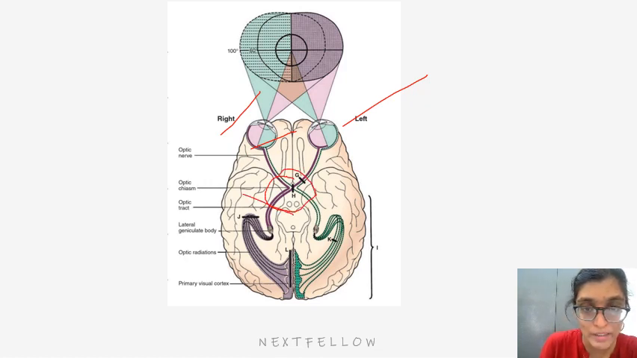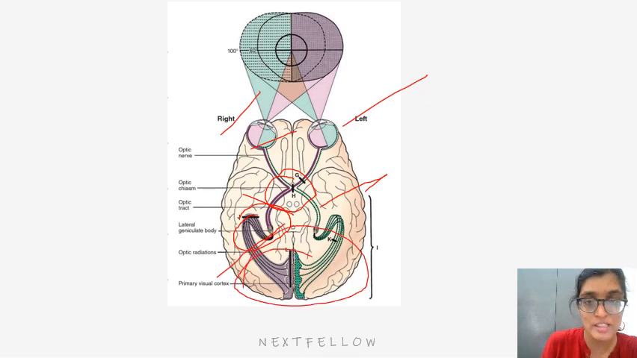Then they'll follow the optic tract, which will relay in the lateral geniculate body, then optic radiation and primary cortex. So this is the visual pathway. What lesions will produce what kind of blindness is very important and needs to be revised.